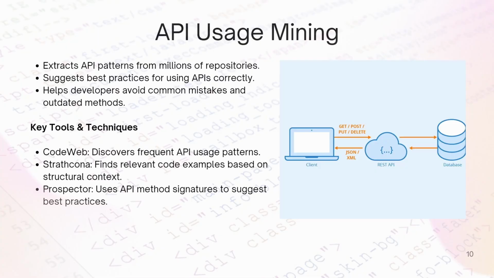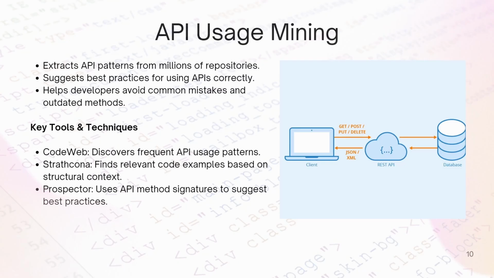Well, APIs, that is application programming interfaces, serve as building blocks for modern software development, allowing developers to reuse existing libraries and frameworks instead of building everything from scratch. However, using APIs effectively requires understanding their correct implementation patterns, which can be challenging due to incomplete or poorly documented references. API usage mining solves this issue by analyzing large scale software repositories to extract frequently used API patterns and best practices. By doing so, these techniques can help developers avoid incorrect API usage and improve software reliability.